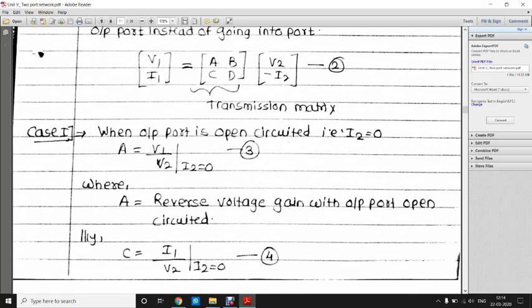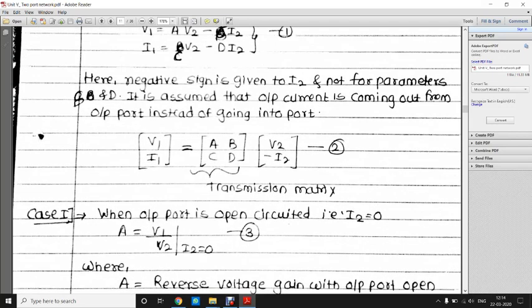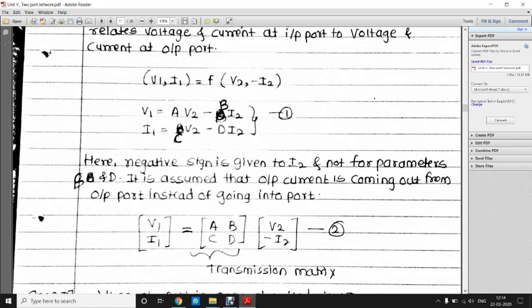So A equal to V1 by V2. This is called the reverse voltage gain with output port open circuited. Similarly, C equal to I1 upon V2 when I2 equal to 0. I by V is nothing but admittance. So you can see the name of this is transfer admittance with output port open circuited. So case number 1 was when the output port is open circuited.